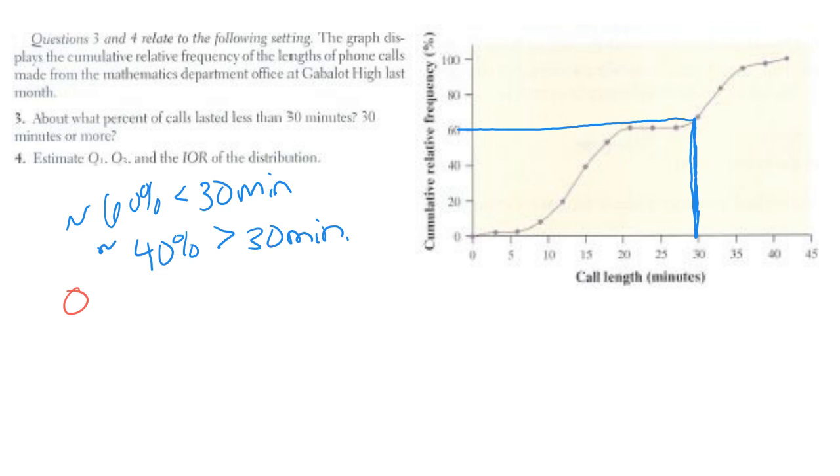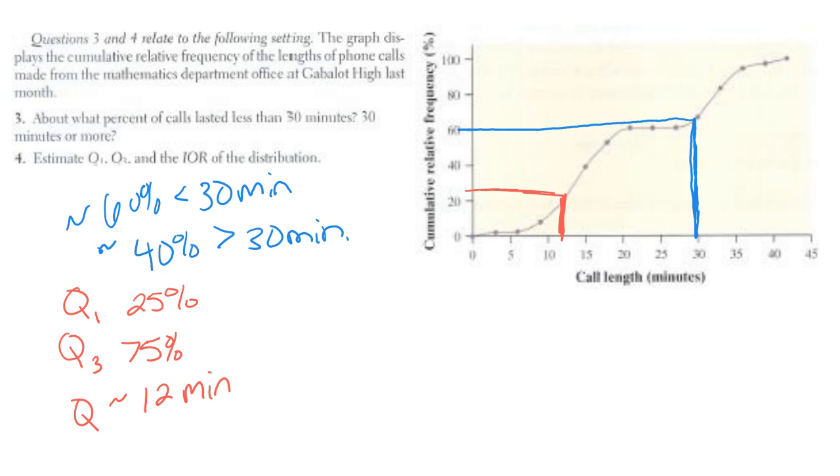The second part here is asking us to estimate Q1, Q3, and the IQR for the distribution. Well, if we remember, Q1 is going to represent about 25% of our data points. Q3 is going to be at about 75%. So again, using my cumulative relative frequency, I can find about 25%, which would be about here. So let's say about 12. Okay, so about 12 minutes for Q1. And Q3, if I come on up to 75%.